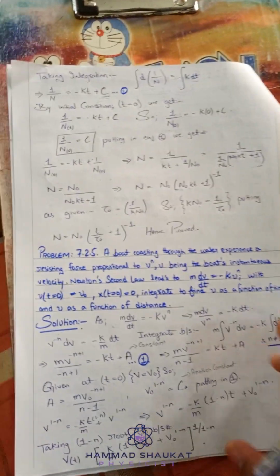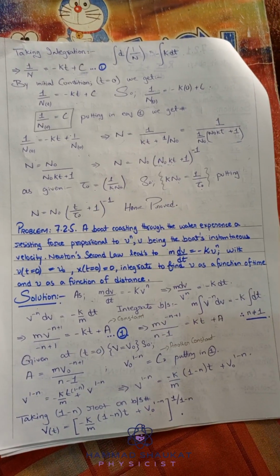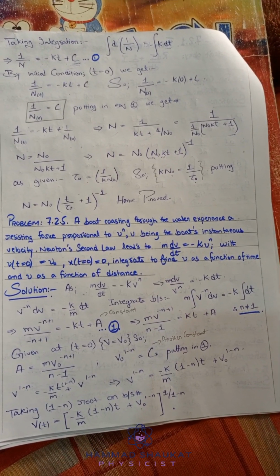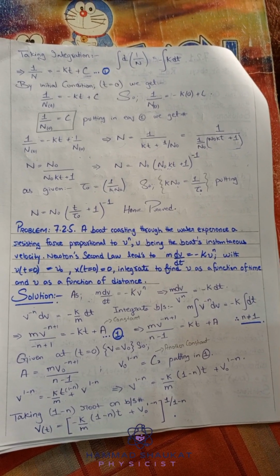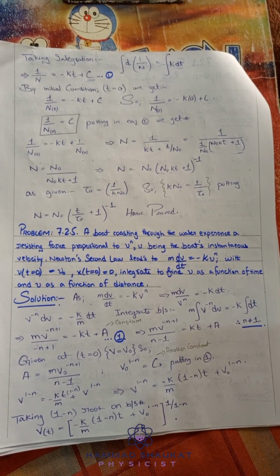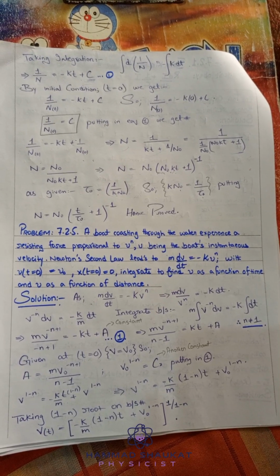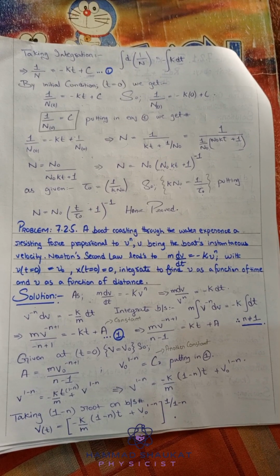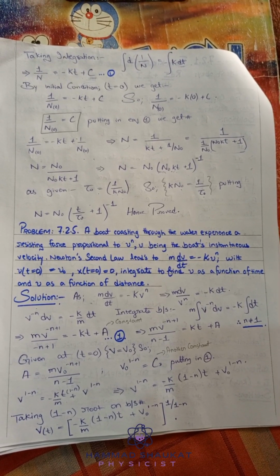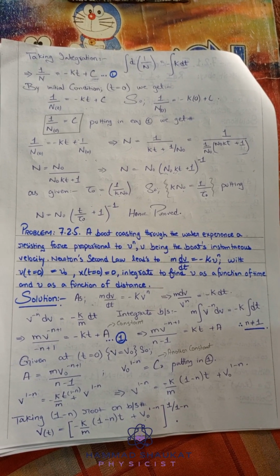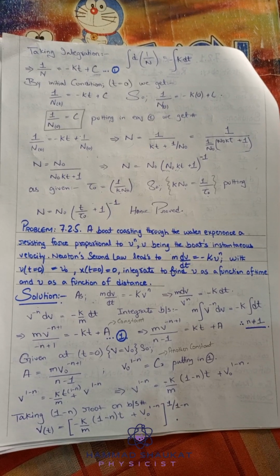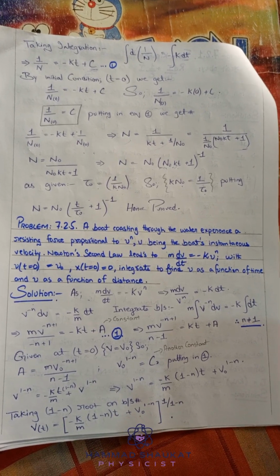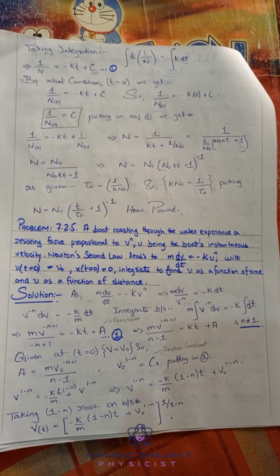Understood? Okay, so now move towards the next problem, 7.2.5. It says: a boat coasting through the water experiences a resistive force proportional to v^n, v being the boat's instantaneous velocity. Newton's second law leads to m dv/dt = -k v^n, with velocity at time t = 0 equal to v0, and x at t = 0 also equal to 0.